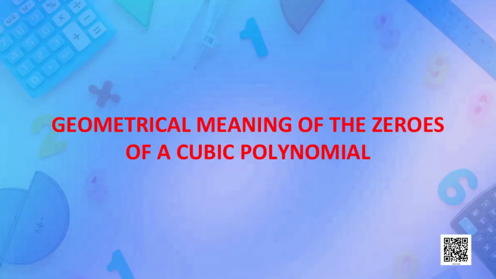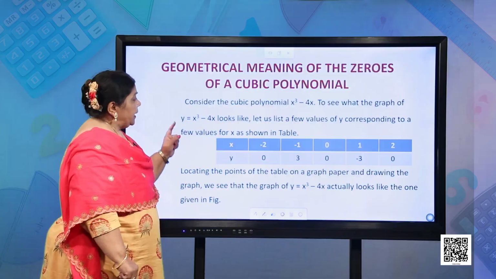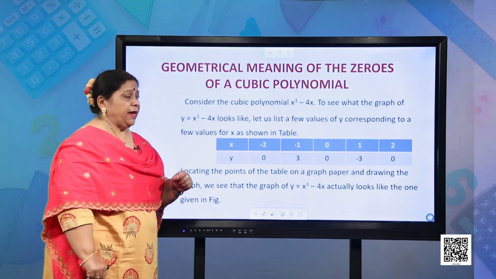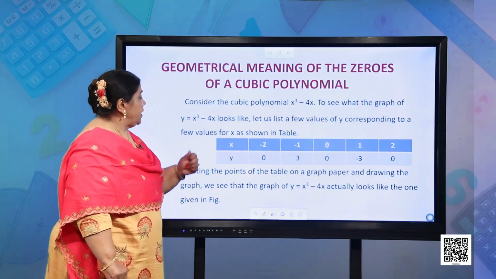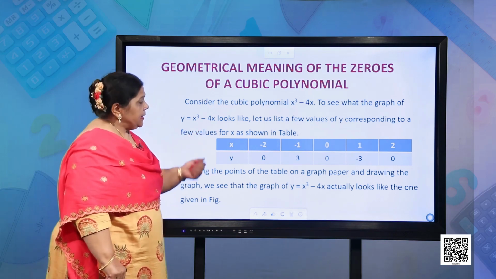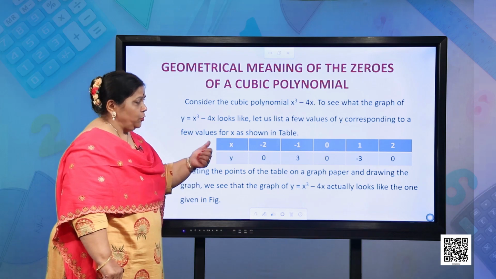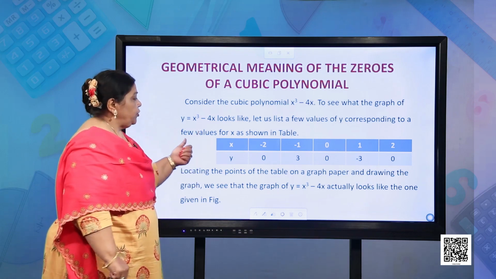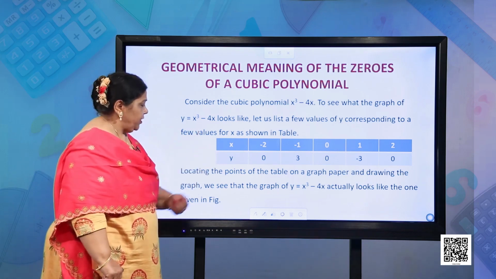Now, let us look into the geometrical meaning of the zeros of a cubic polynomial. Consider the cubic polynomial x cube minus 4x. To see what the graph of y is equal to x cube minus 4x looks like, let us list a few values of y corresponding to a few values of x as shown in the figure.